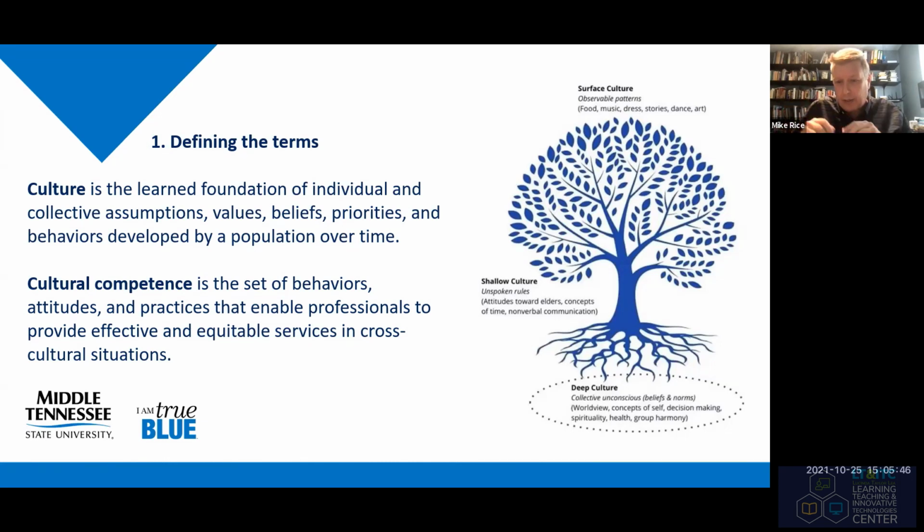And at the right of your screen, you'll see this graphic of a tree about the way a lot of people define culture. There's surface culture, which are observable patterns: food, music, dress. Shallow culture, which are unspoken rules, so attitudes towards elders, concepts of time, nonverbal communication. And then deep culture: collective unconscious beliefs and norms, worldviews, concepts of self, decision-making, spirituality, health, and group harmony.